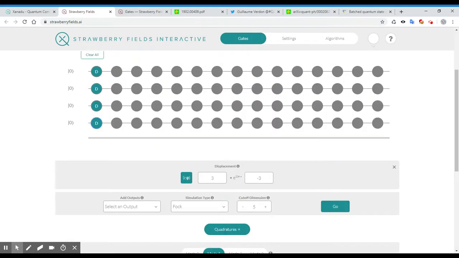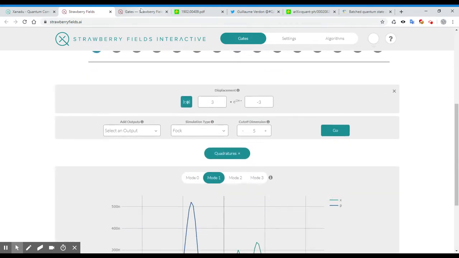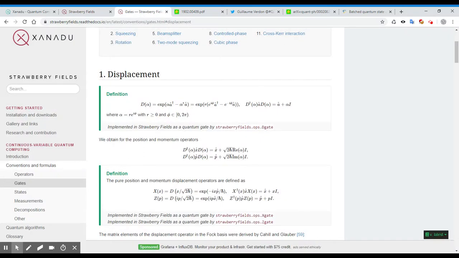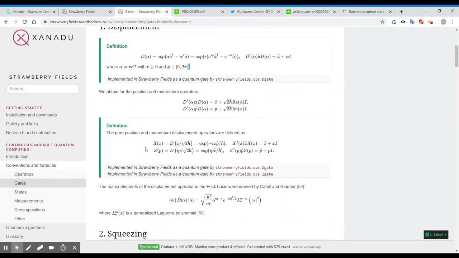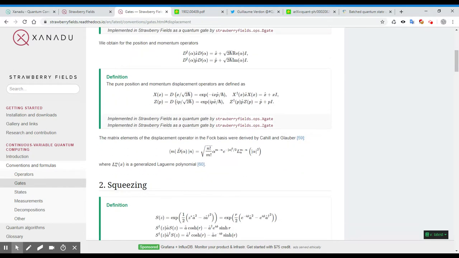Seems like that second parameter is actually affecting the momentum. Oh, okay, but I'm stupid because that should be 0 to 2 pi. That should be the angle. I feel so stupid, but the matrix elements of the displacement operator in the Fock basis were derived by Cahill and Glauber.